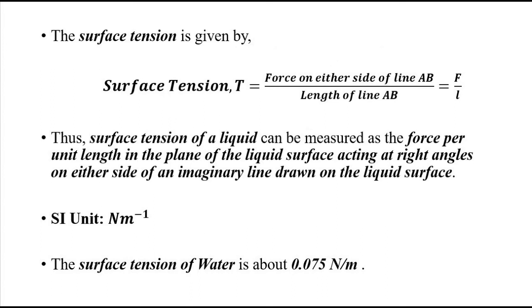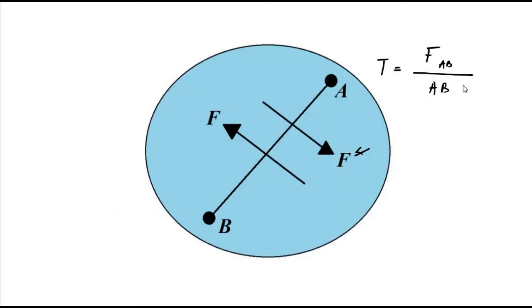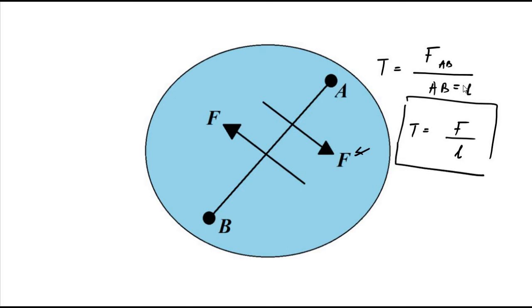F by L, where the total length AB is equal to L. So surface tension is simply this force acting on either side, equal in magnitude, opposite in direction, and the length of the line across which it acts. This is the force of surface tension. Here it is not exactly just force, it is force acting per unit length. So its unit will be Newton per meter.